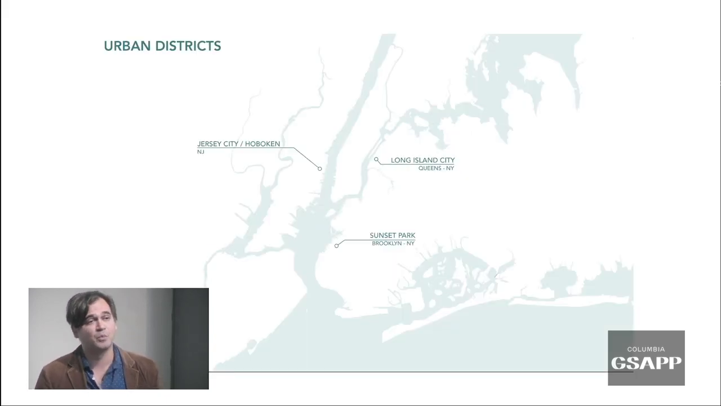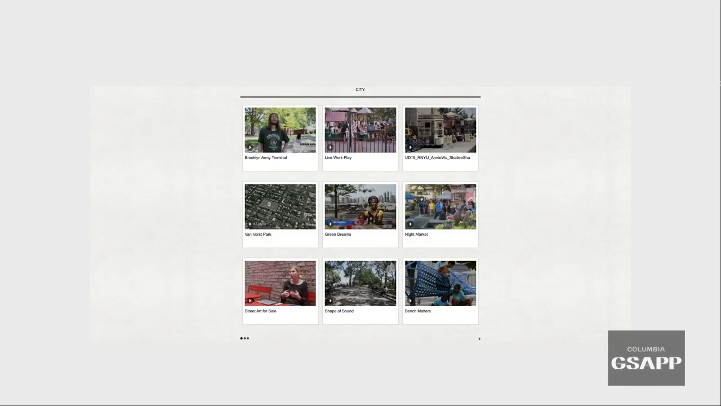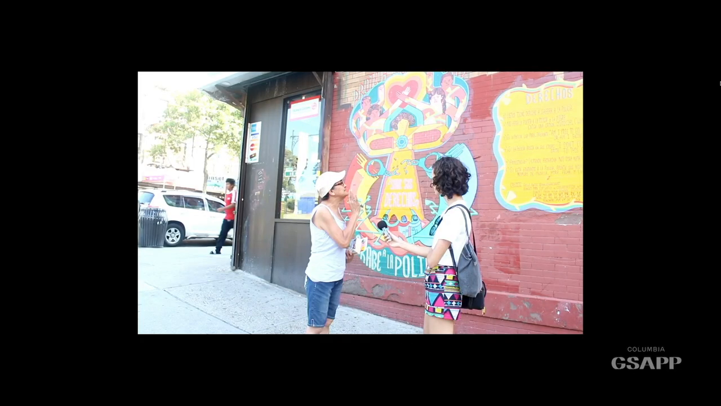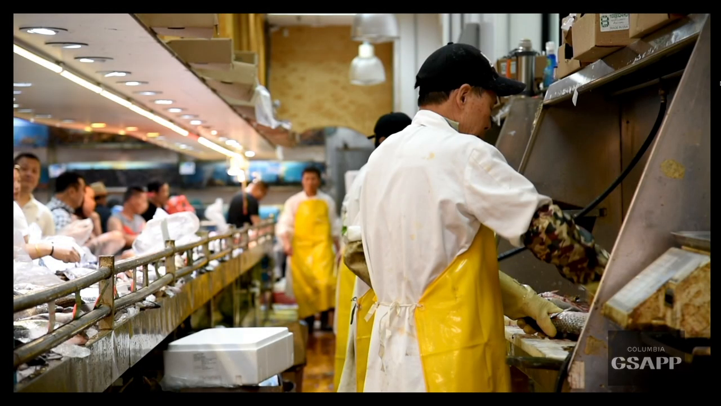This past year, we focused on three districts in particular, Jersey City, Long Island City, and Sunset Park, in greater integration with what the urban design students were doing in studio, and came up with some really wonderful stories that spanned a whole range of different topics. People interviewed designers, activists and people on the street. People talked to farmers and community advocates, to street vendors and workers, investigating everything from an analysis of the various sounds of Sunset Park, to understanding specific design interventions in Long Island City, to looking at the history of public housing in Hoboken and Jersey City.